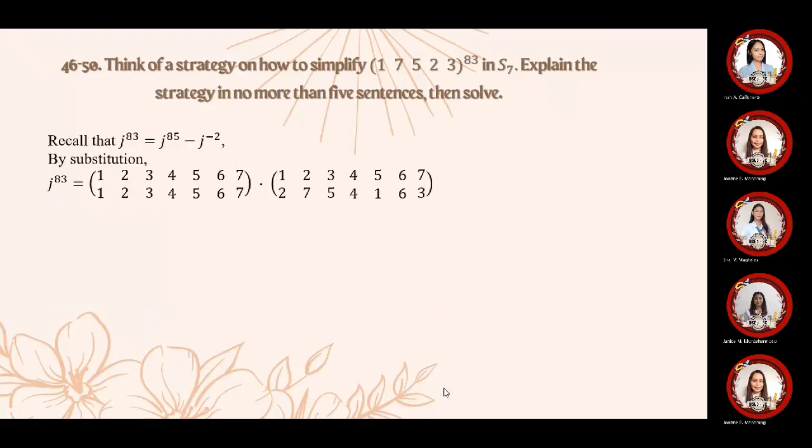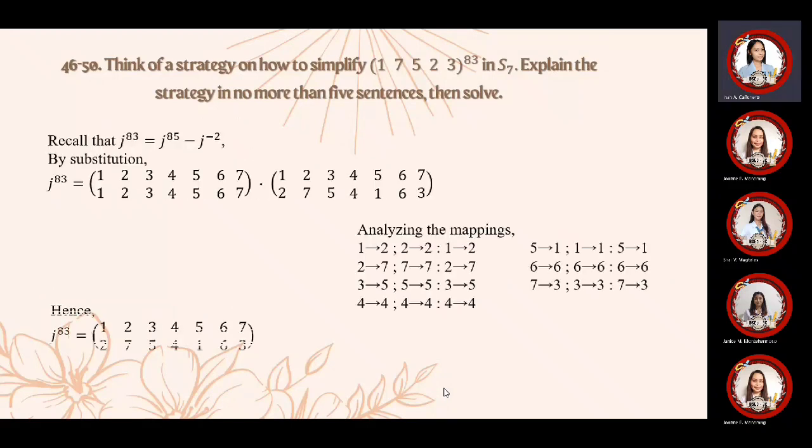Next po. So recall that J raised to 83 is equal to J raised to 85 minus J raised to negative 2. So by substitution, we will get this, and when we analyze the mapping, we will have J raised to 83 is equal to 1 maps to 2, 2 maps to 7, 3 maps to 5, 4 maps to 4, 5 maps to 1, 6 maps to 6, 7 maps to 3, which is yung ating given.